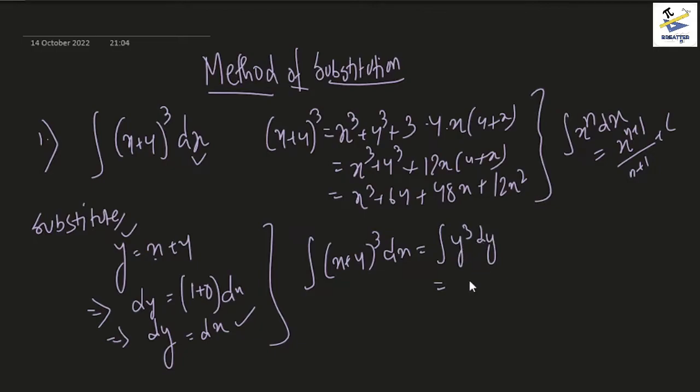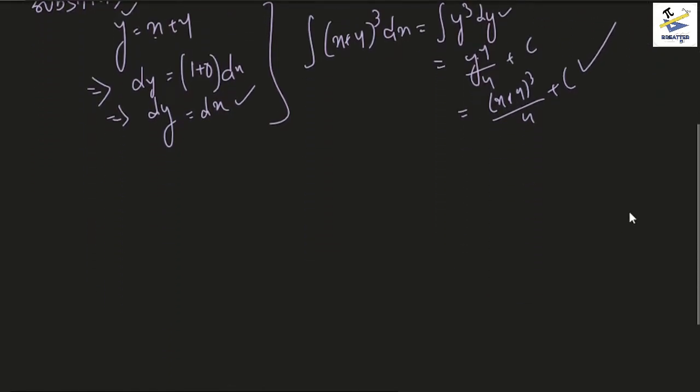Now the integration of y cube dy is just y to the power 4 by 4 plus c, and this can be done because the variable of integration is y here, right? And now after you've got the answer, you put back all the substitutions. So y was substituted as x plus 4, so the answer is (x plus 4) whole cube by 4 plus c. And these are the two ways that we can evaluate this integral, right?